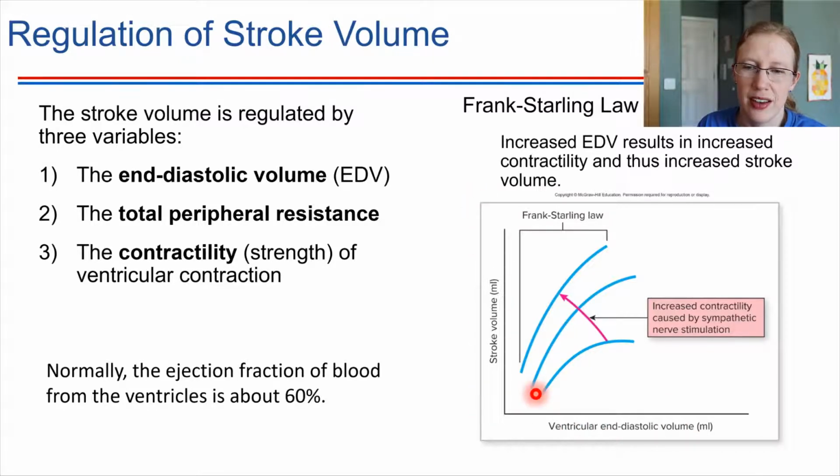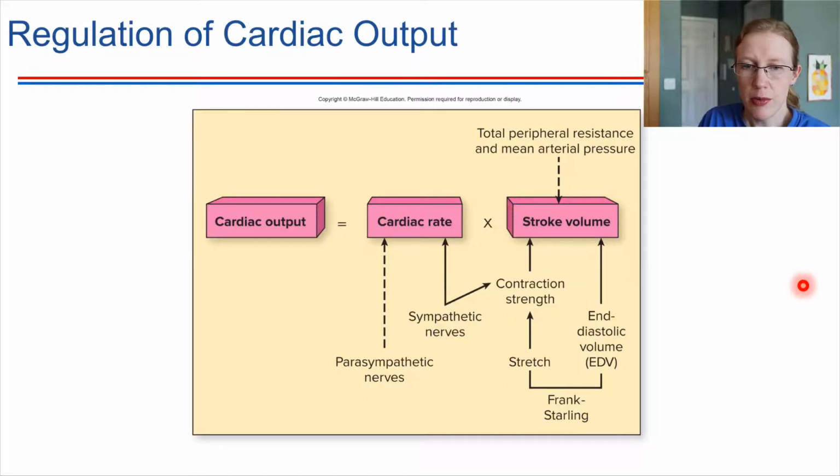And this ties in with the nervous system. The greater the volume of blood in the ventricles, the more active the sympathetic division of the nervous system will be. And so that ends up leading to a stronger contraction of the heart muscle, and that in turn leads to a greater stroke volume. So that's the Frank-Starling law that pulls all of those concepts together. So to recap some of these ideas, let's look at this summary picture.